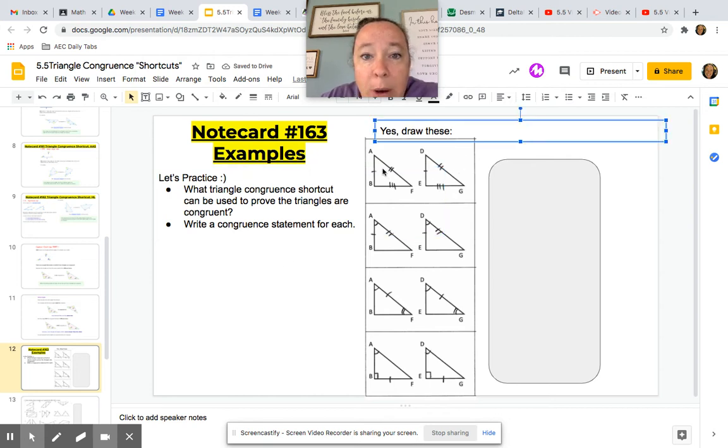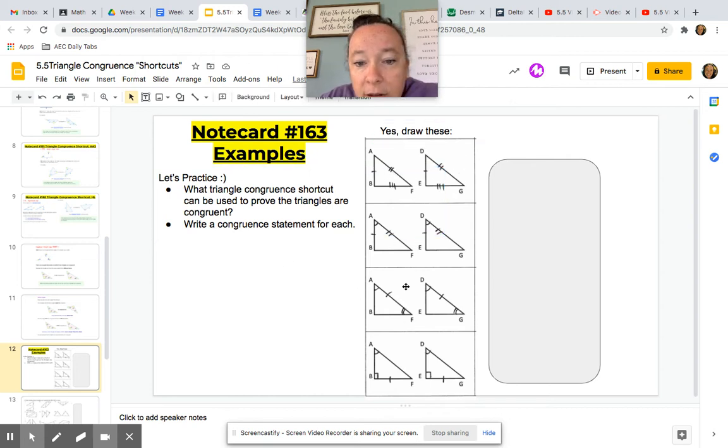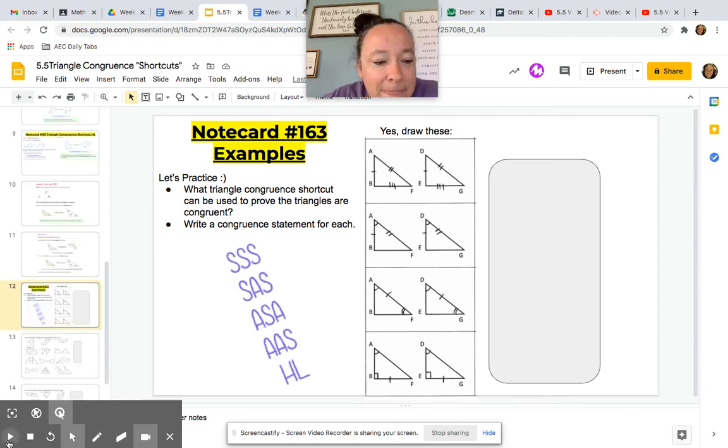So pause me and go ahead and get all of these drawn, and we're going to talk about what is the triangle shortcut. Now remember, there's 5 of them, and then what is the congruent statement. So pause me and get that done.